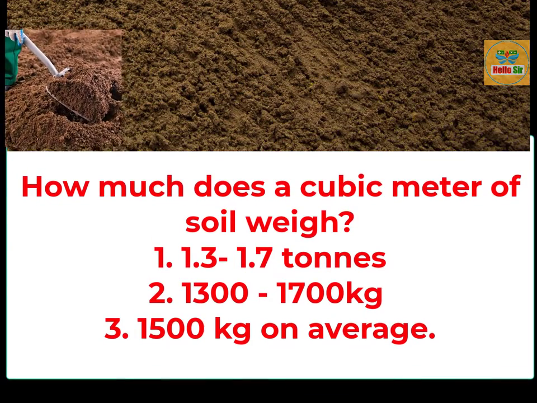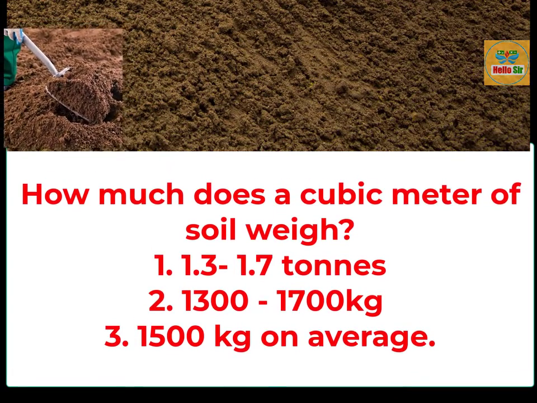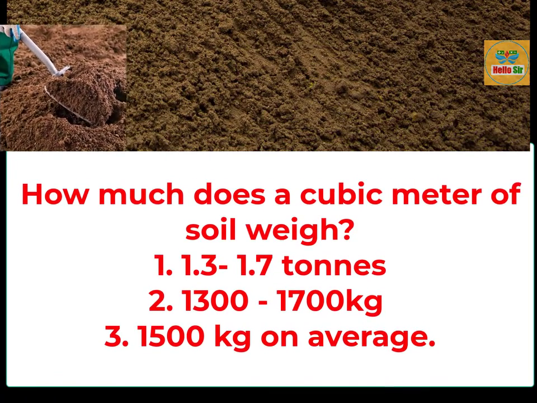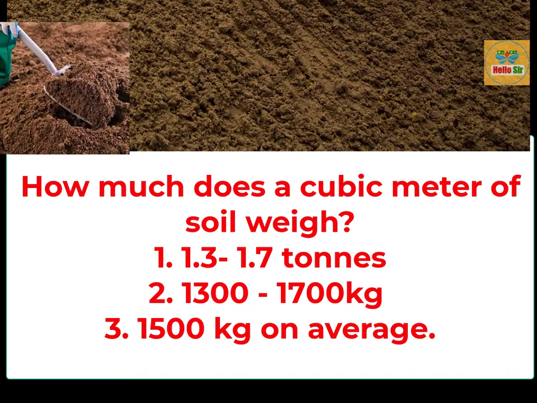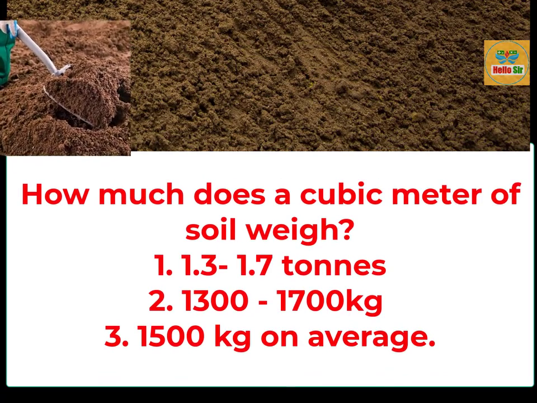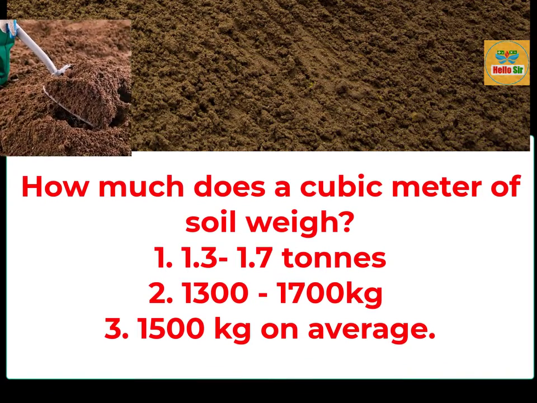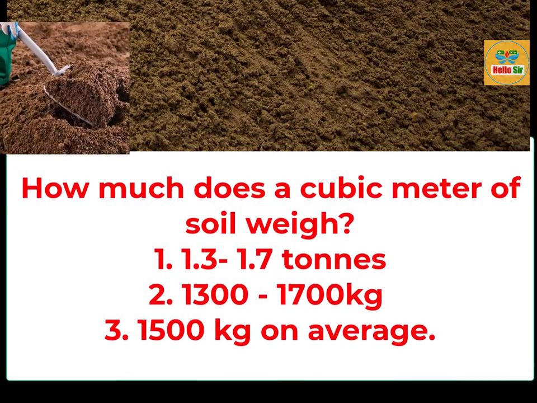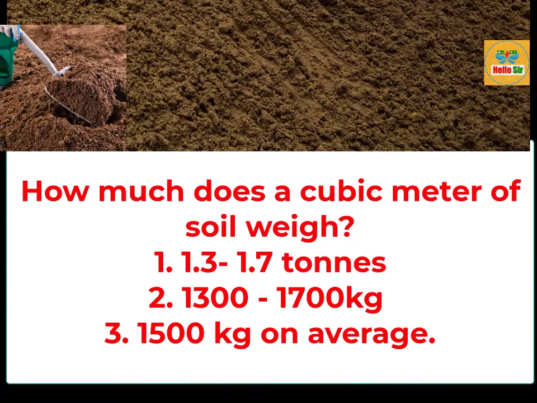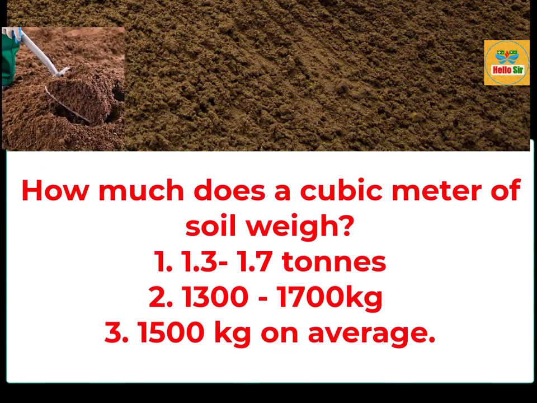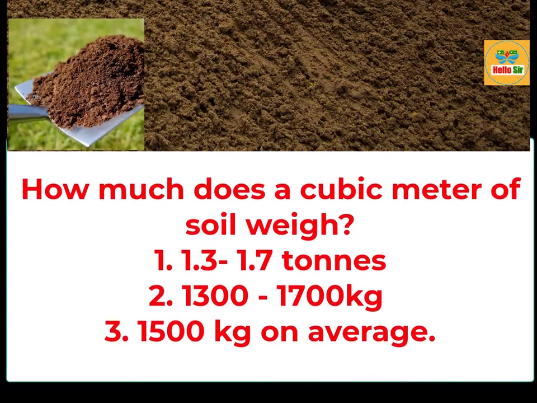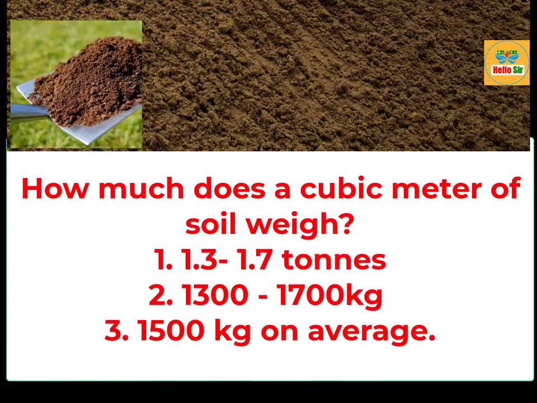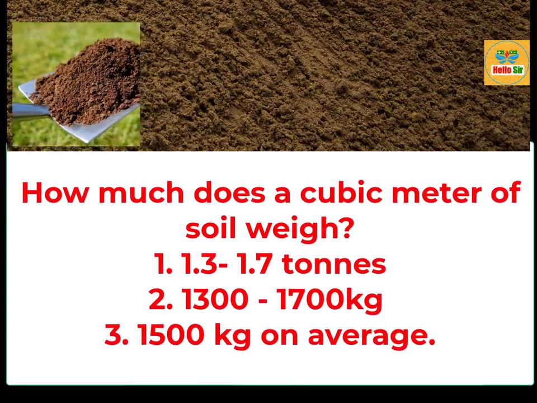As you know, 1 cubic meter of moderately damp soil will weigh about 1.3 to 1.7 tons. When we convert to kilograms, that is 1300 kg to 1700 kg when dug.